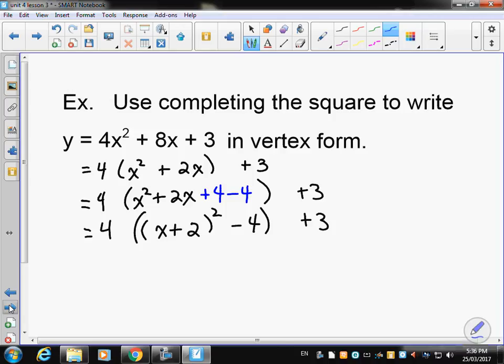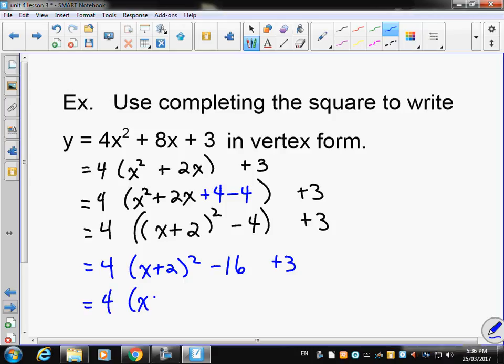So I have 4 times (x plus 2) squared. 4 times negative 4 is negative 16. Don't forget the plus 3. And last line, I have the look that I want, vertex form. If I put those two numbers together, collect them and write negative 13. My vertex is 2 to the left, 13 down.